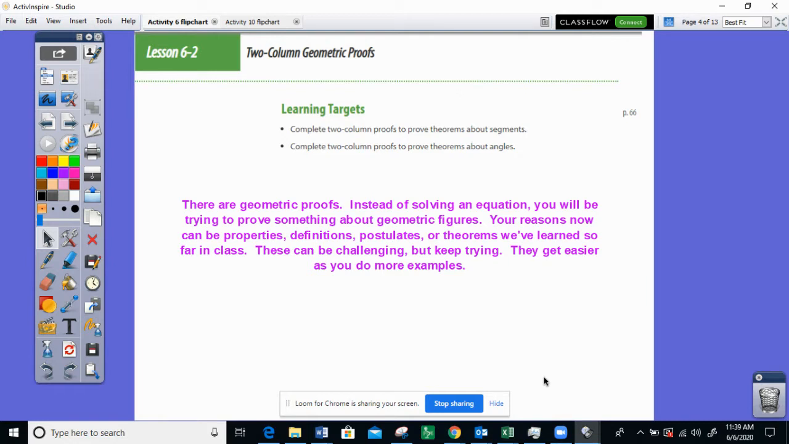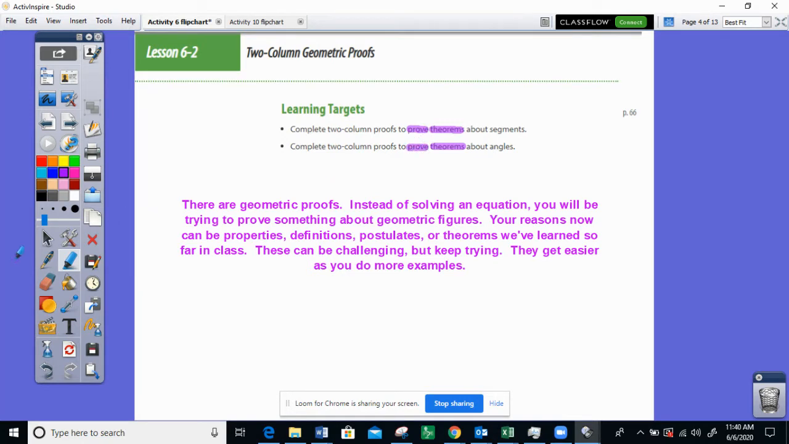So our learning targets for this activity are to complete two-column proofs to prove theorems about both segments and angles. Just to quickly review, these are going to be theorems because they're not simply based on recognizing patterns and saying, well, this looks like it's true for a while, I guess it's always true. We're going to use deductive reasoning to prove that these theorems are true.